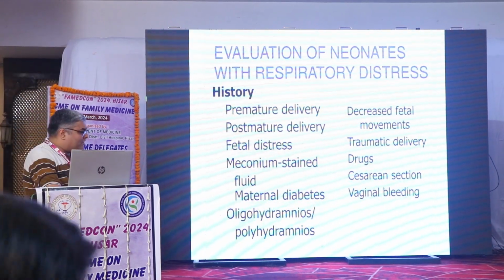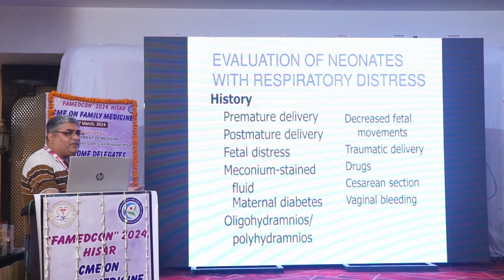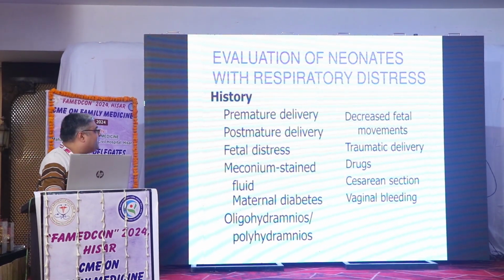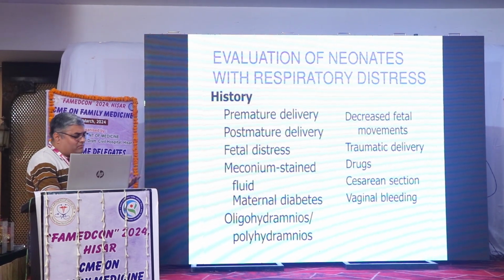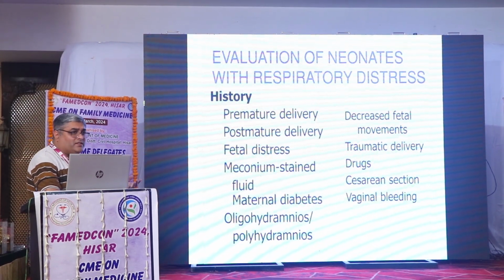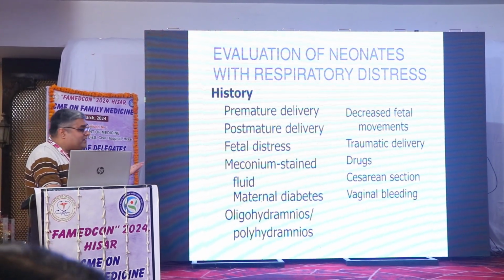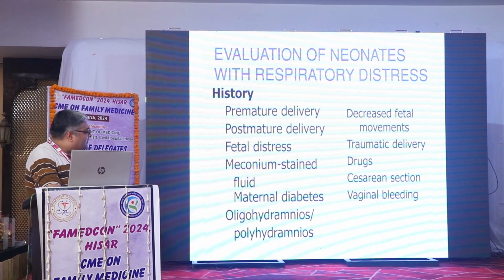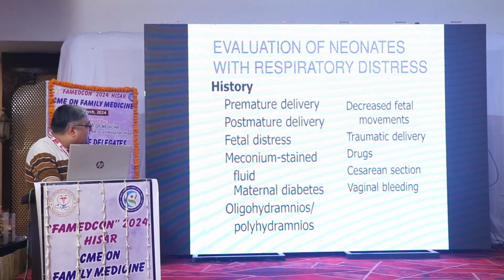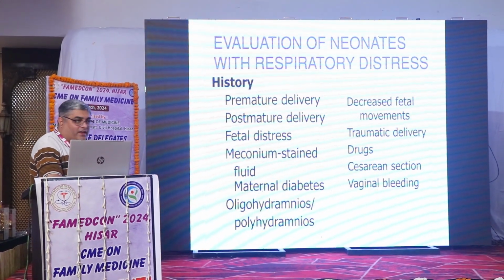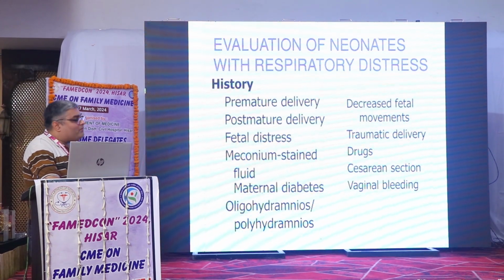Oligohydramnios, risk of lung hypoplasia is there. Polyhydramnios associated with tracheoesophageal fistula, decreased fetal movements, they are like indicators of certain neuromuscular disorders, congenital myasthenia, traumatic deliveries, any drugs, any sedatives to the mother, or any history of antenatal steroid, which is required for lung maturation. Cesarean section, again risk of TTN, any antepartum hemorrhage, again risk of aspiration.